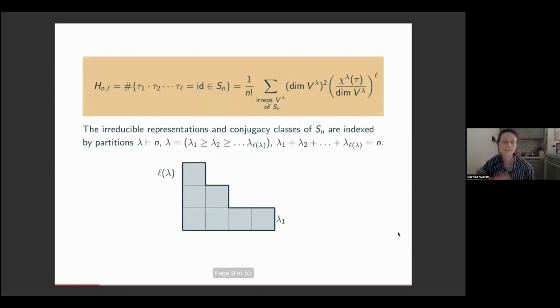But because we're talking about the symmetric group, the irreducible representations are just indexed by partitions. So for order n, they're indexed by partitions of n.